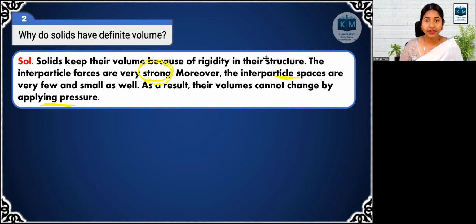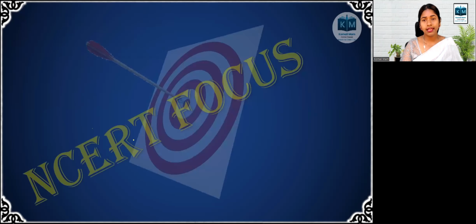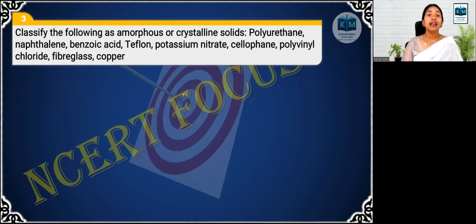Why do solids have definite volume? Because between the atoms, the forces of attraction are more. Empty spaces are less. Even if you apply pressure, there will be no empty space, so their compressibility is almost negligible. That is the reason they have definite volume. Clear? And see the next question.